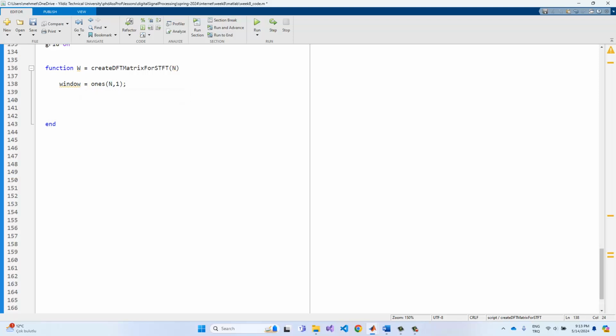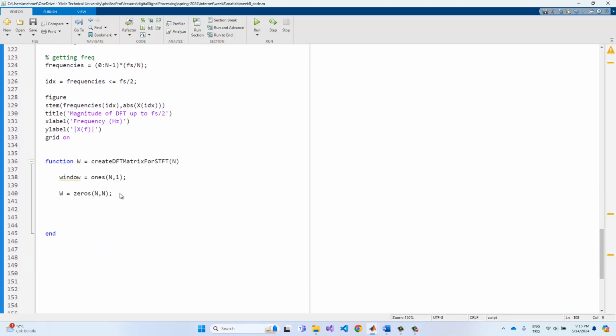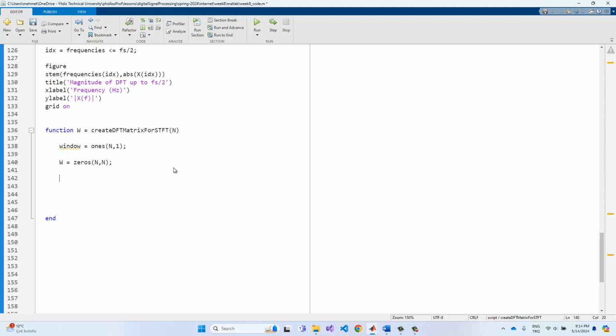For the n times 1 value, this is a rectangular window. We also need to create W as zeros, n times n. If we apply this to the signal fs up to 100 or 200 segments, we need to create the 200 times 200 W matrix. So how can we implement this algorithm?